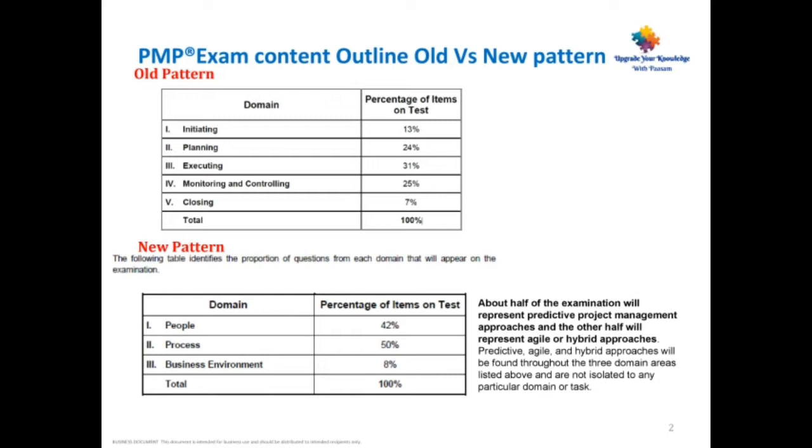And the new pattern, the following table identifies the proportion of questions from each domain that will appear on the examination. Currently the domains are split into 3: people, process and business environment. The percentages are 42%, 50% and 8%. About half of the examination will represent predictive project management approaches and the other half will represent agile or hybrid approaches. Predictive, agile and hybrid approaches will be found throughout the 3 domain areas listed above and are not isolated to any particular domain or task.